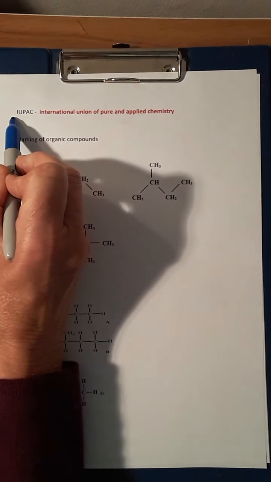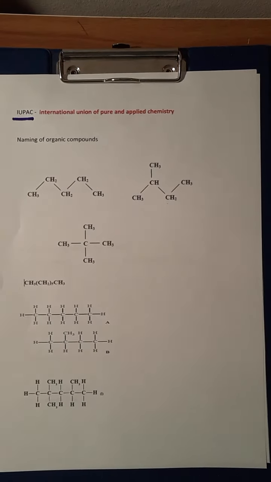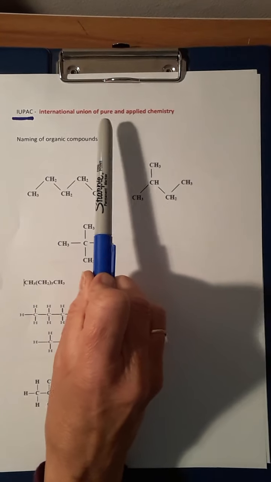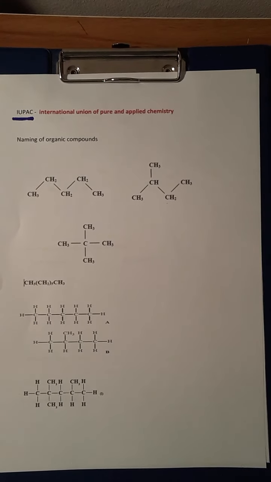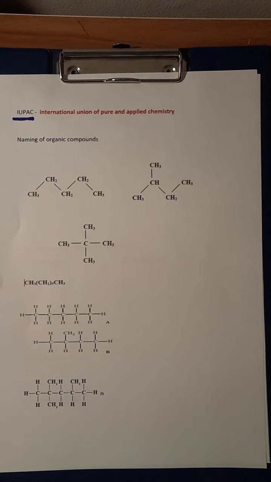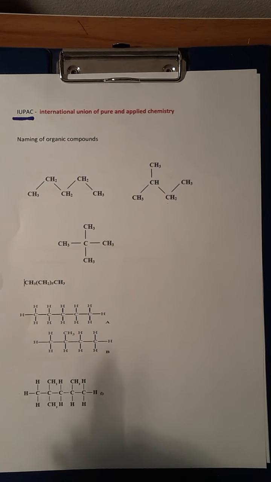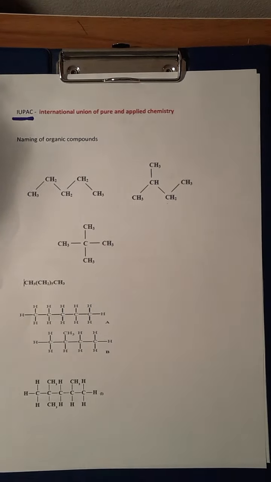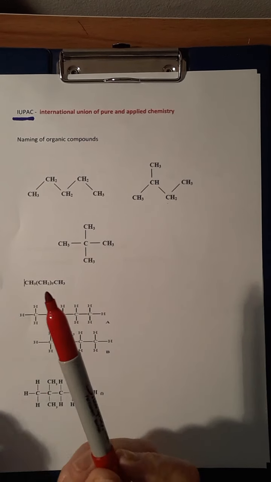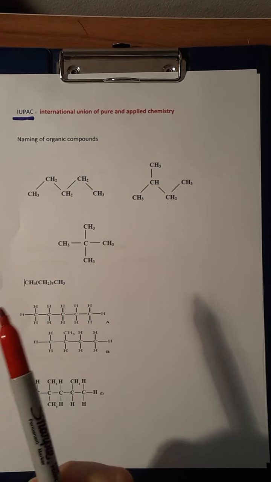IUPAC. We need to know what those letters stand for. They stand for the International Union of Pure and Applied Chemistry. So there is an international method of naming and numbering compounds so that everybody knows what each compound is. When you're talking about it to someone in China, they'll know exactly what you mean. So what we're going to do is name organic compounds, and numbering is involved in this as well.